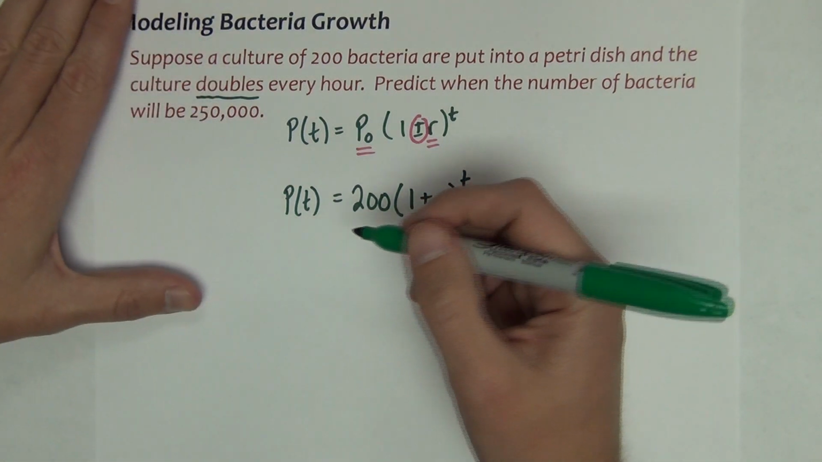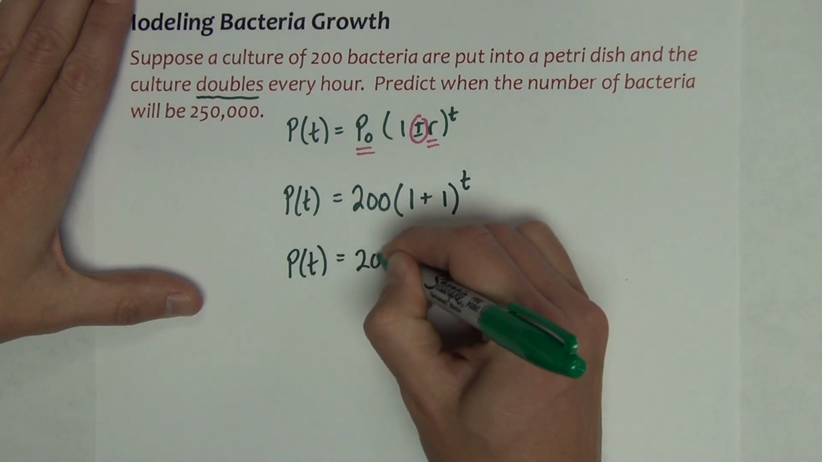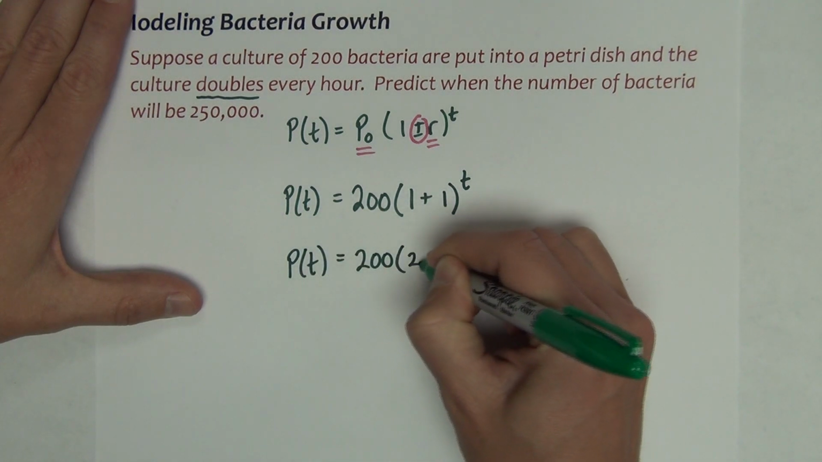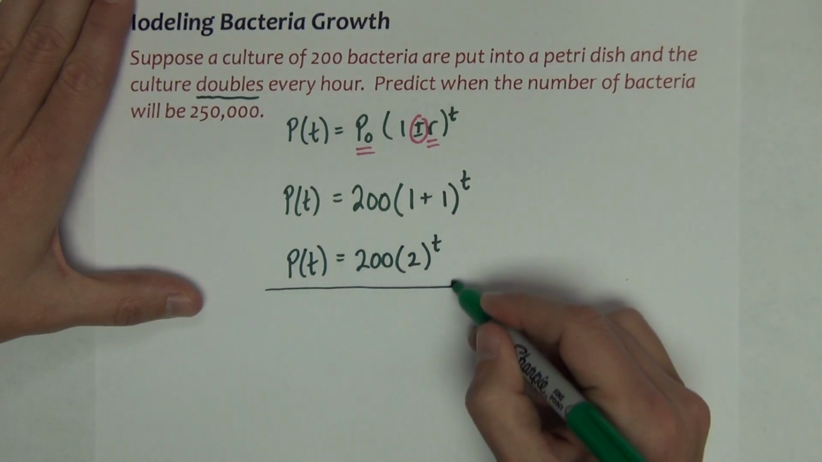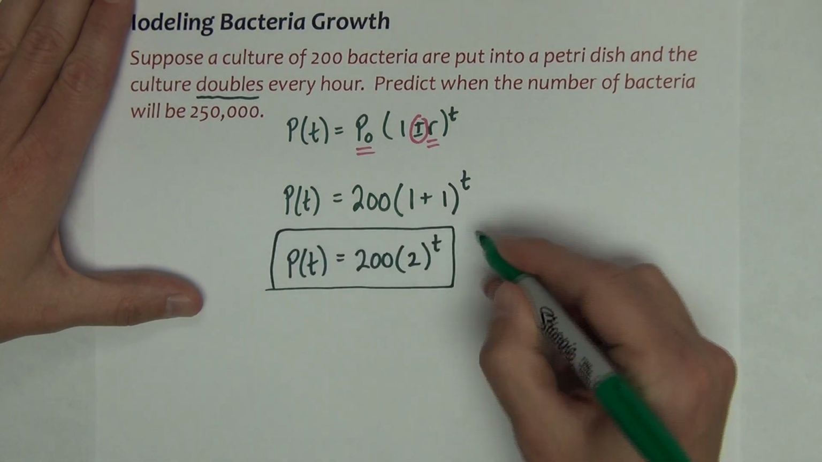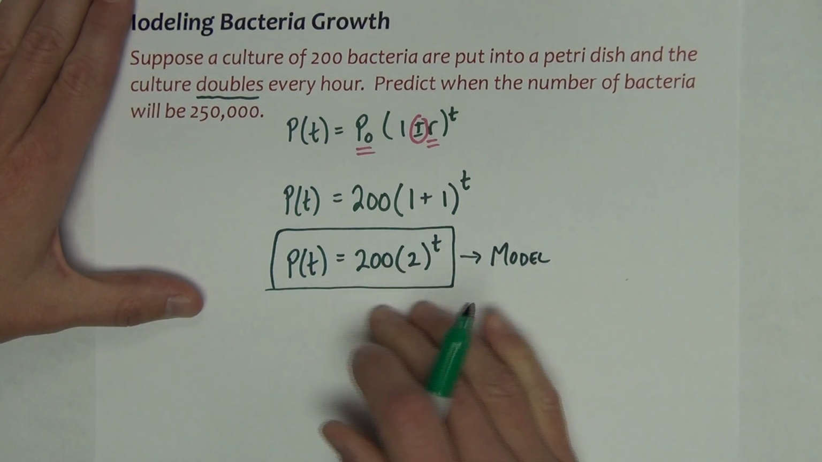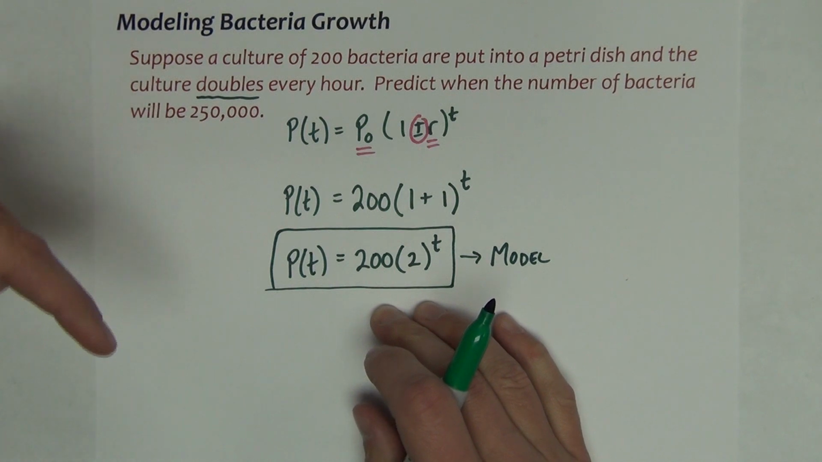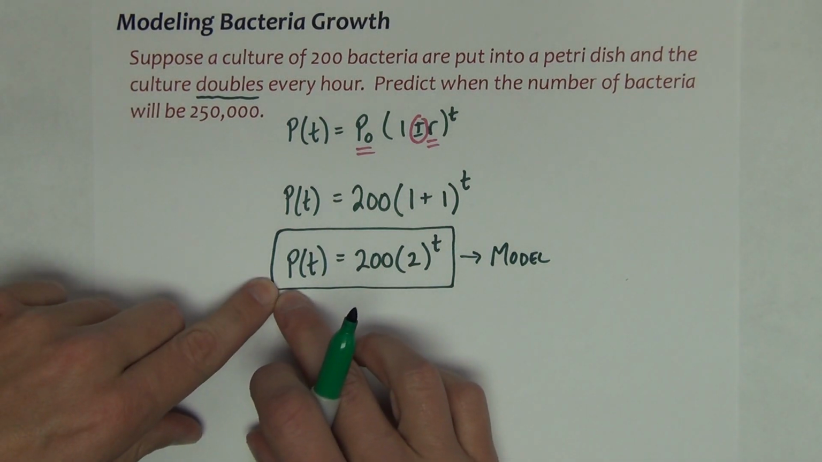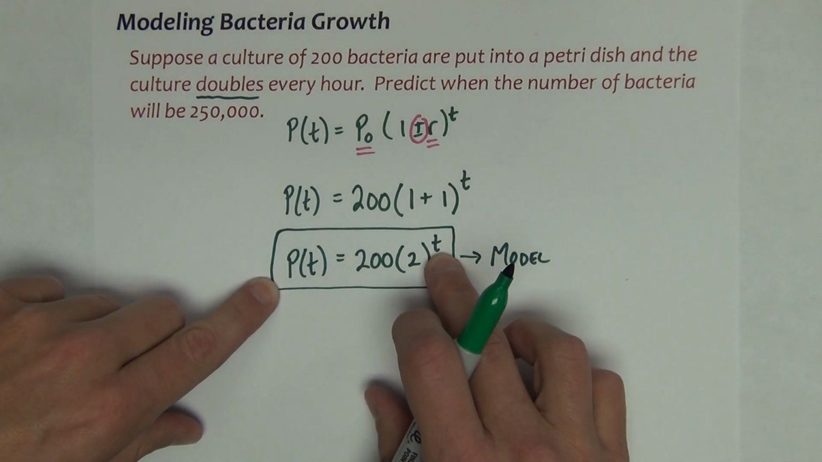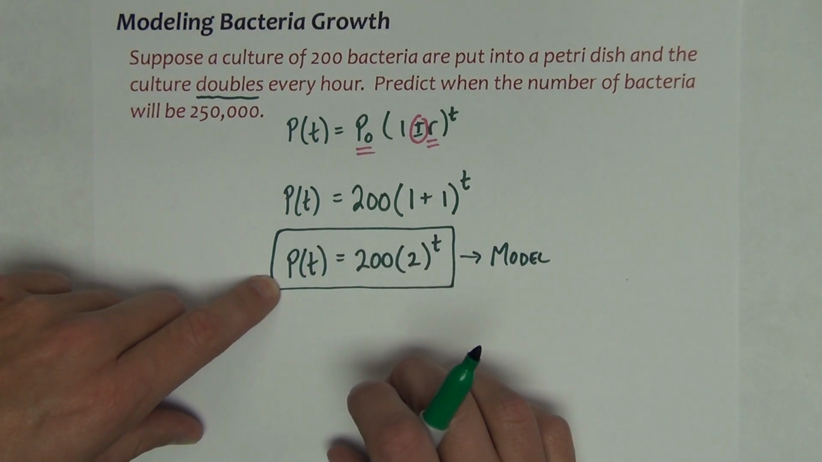I might further just finish writing this, more often seen like that. Okay, so there is our population model. That's the function that's going to model what's the population of bacteria at any instant in time. So we put some number in for t, it tells us how many bacteria there are.